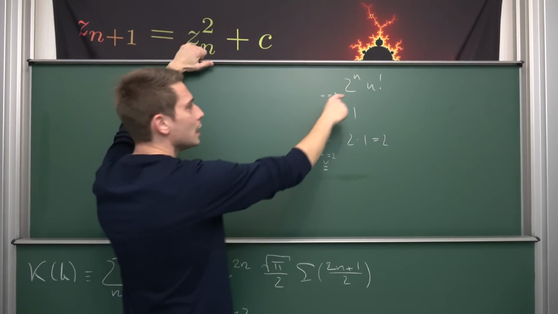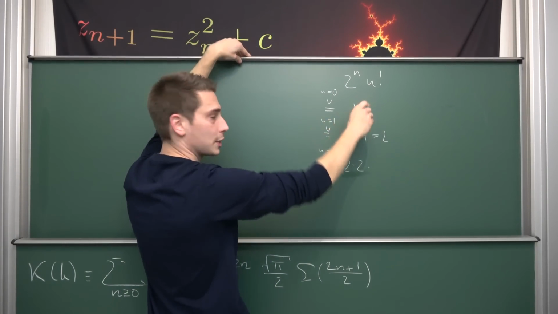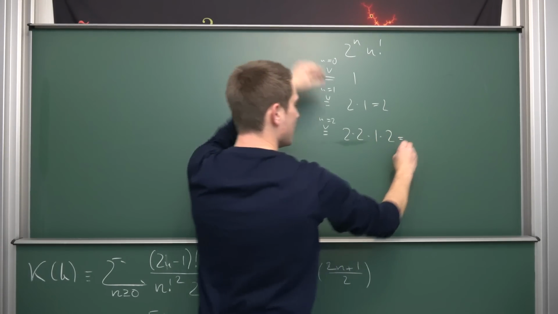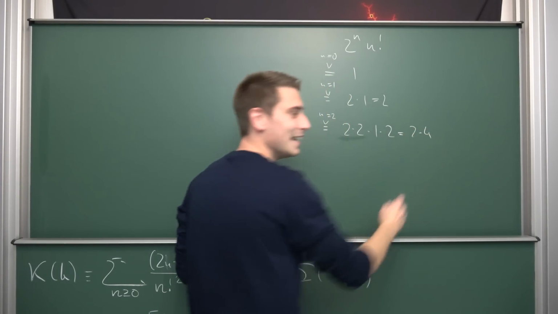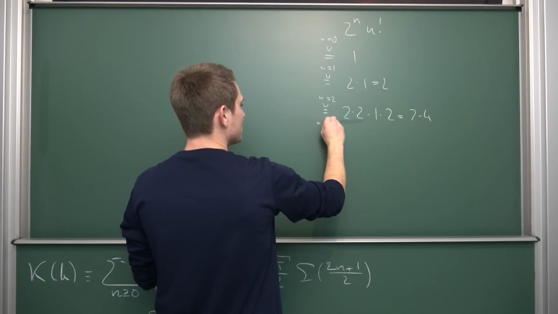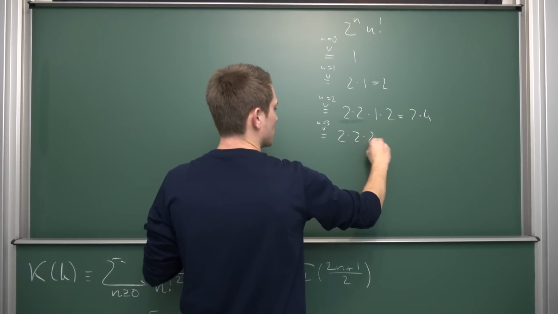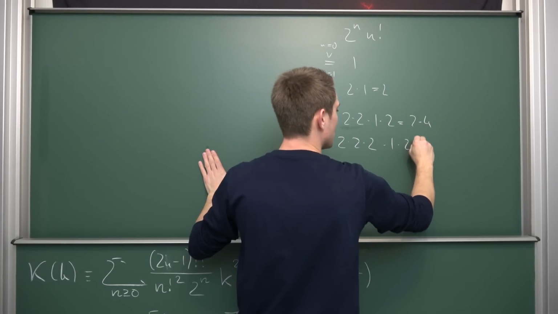Okay, next up, what about n being equal to 2? For n being equal to 2, we're going to get 2 squared, so 2 times 2, times 2 factorial, which is going to be 1 times 2. Hey, this is nothing but 2 times 4. Maybe you are going to notice something. Let us do one more iteration. What about n to the third power? We're going to get 2 times 2 times 2, and we are going to get 3 factorial, which is 1 times 2 times 3.